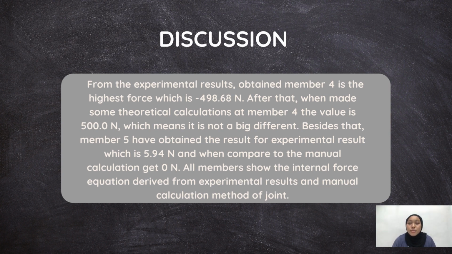Next, for member 1, member 2 and member 3, the theoretical result is negative 250 Newton. It is a bit different from the experimental result. This difference in the result occurs due to several error factors when we were handling the equipment.